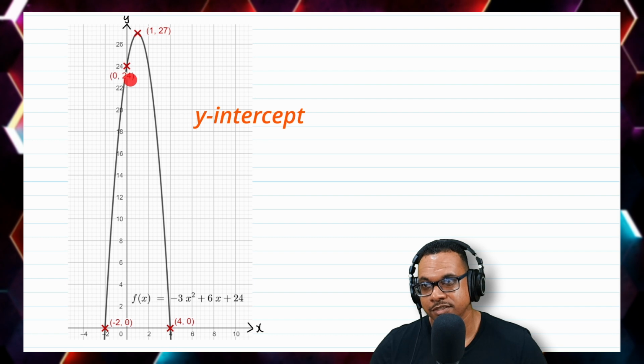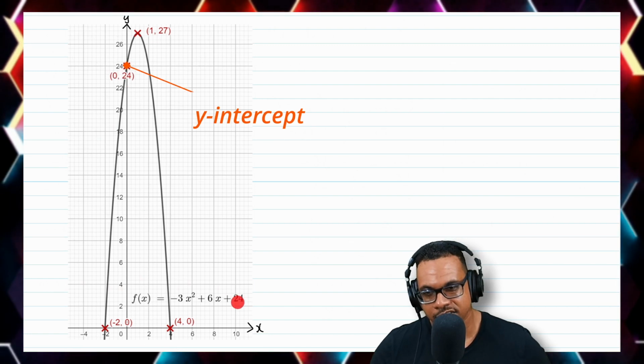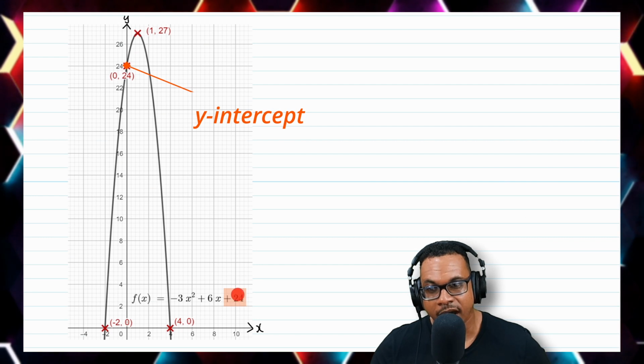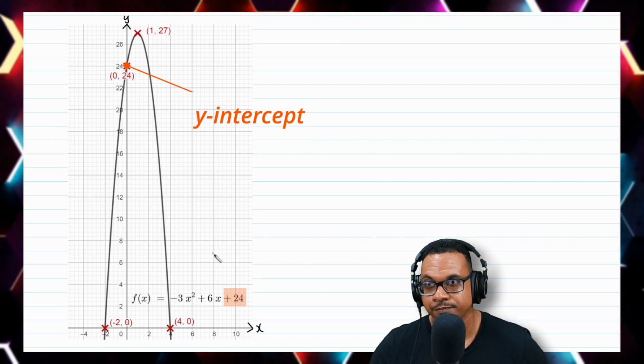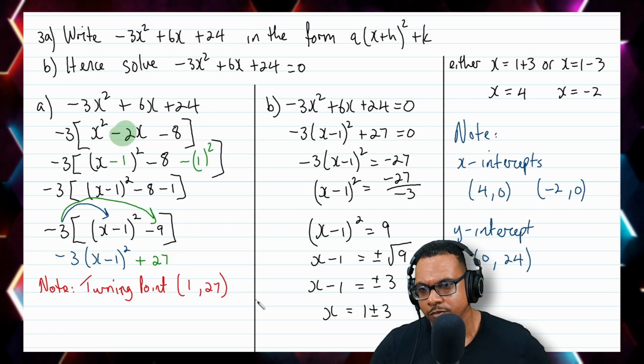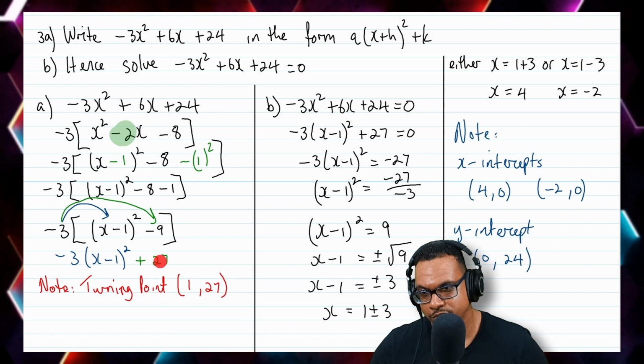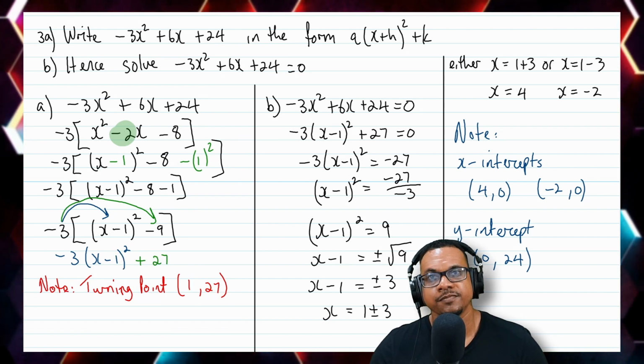Our y-intercept is (0, 24), where it touches the y-axis at 24. Because our constant here is 24, we know that will be the y-intercept. That's why we have 24 here. And of course, our turning point is (1, 27), which we had here. Change the sign on this number, and of course, 27 is the y component. So x component, y component.